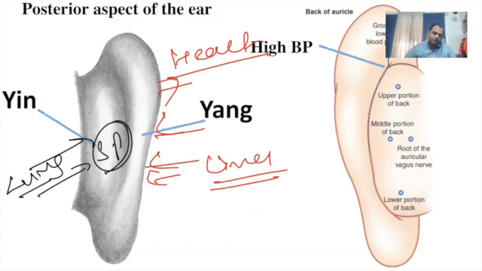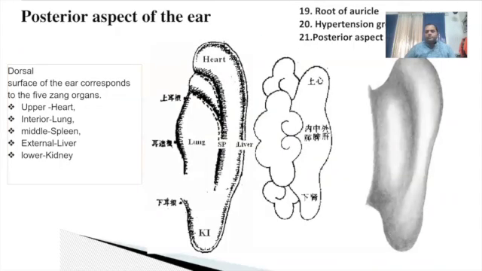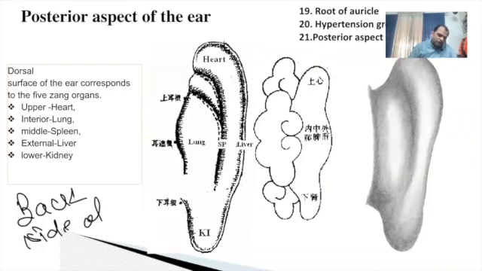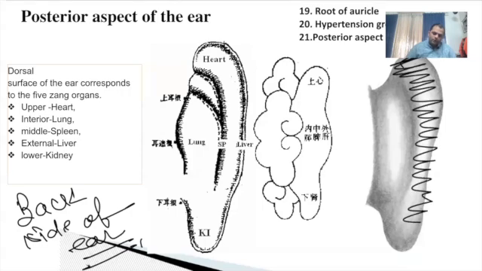So look at the other chart. Look at here. Look at this chart. This is the very famous chart. We can see the back side of the ear. हम पीछे से कान को देख सकते हैं. This is the back side of the ear. So this is the outer part, or the yang. This is the outer part of the yang.